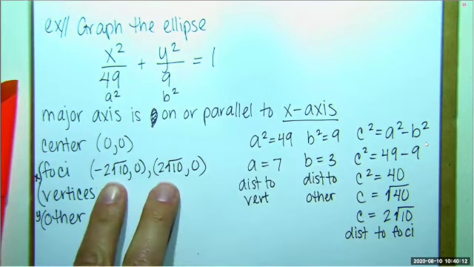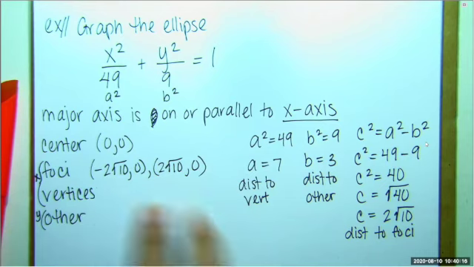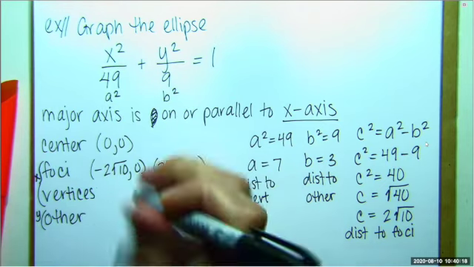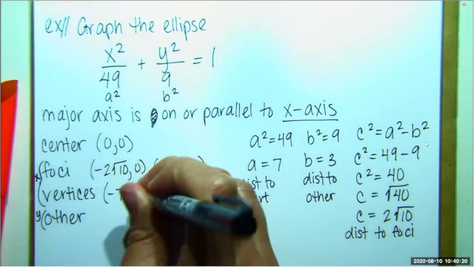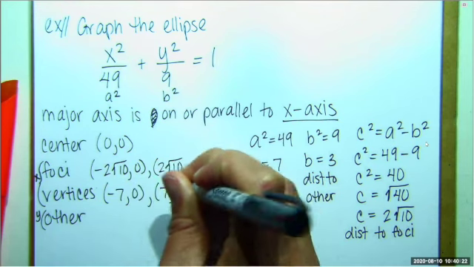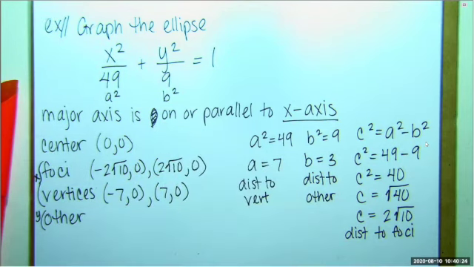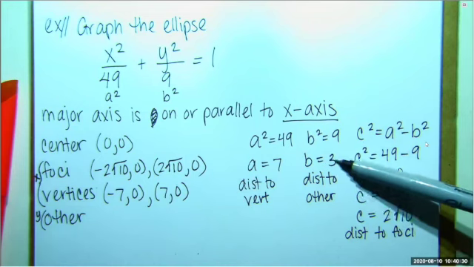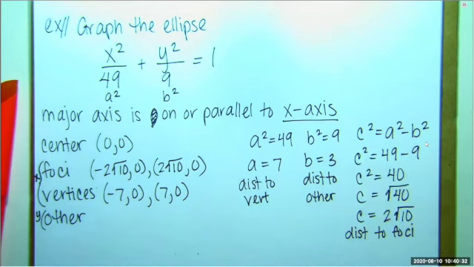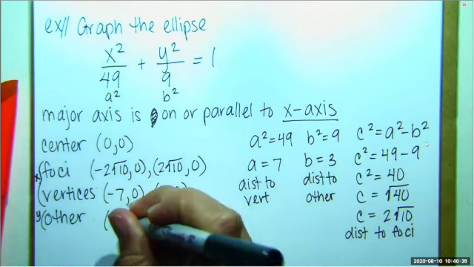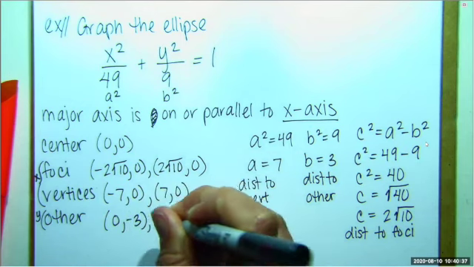I'm adding and subtracting that number on the x coordinates. To get to our vertices, I'm going to add and subtract 7 on the x coordinate. So that'll put me at negative 7, 0 and at positive 7, 0. The other important points are our points of intersection with our minor axis. So we're going to go a distance of 3 along the y coordinate. That's going to be up and down. So we'll have 0, negative 3 and 0, positive 3.